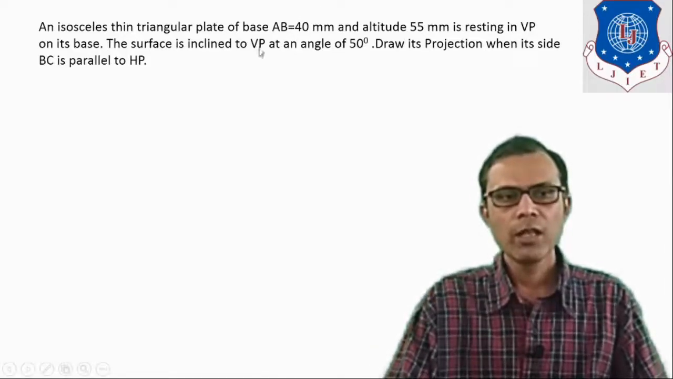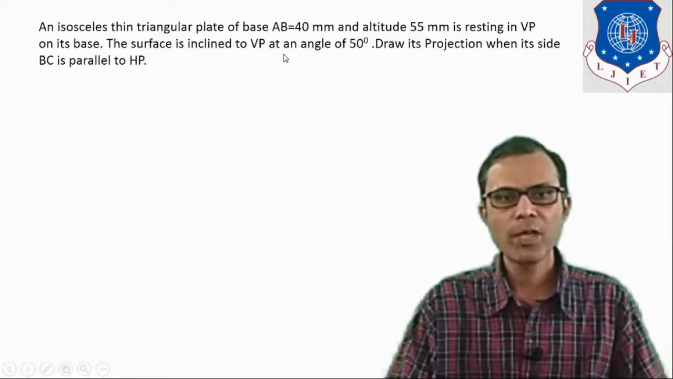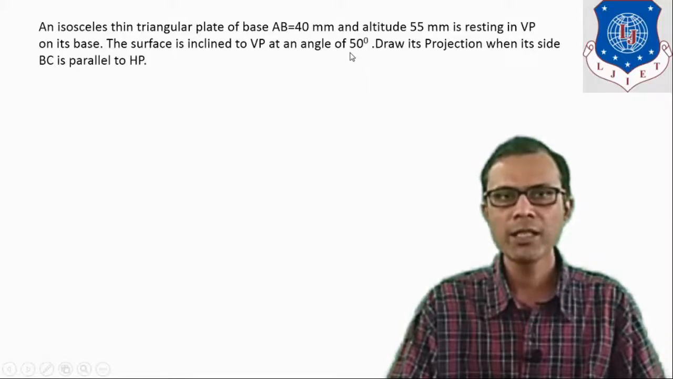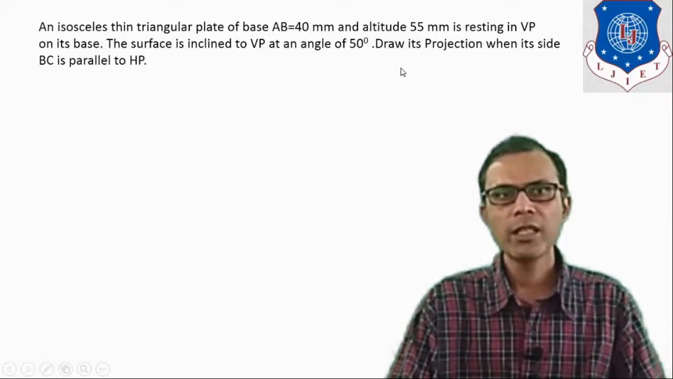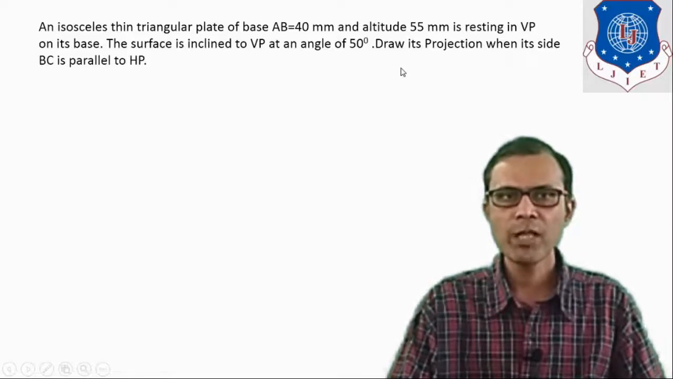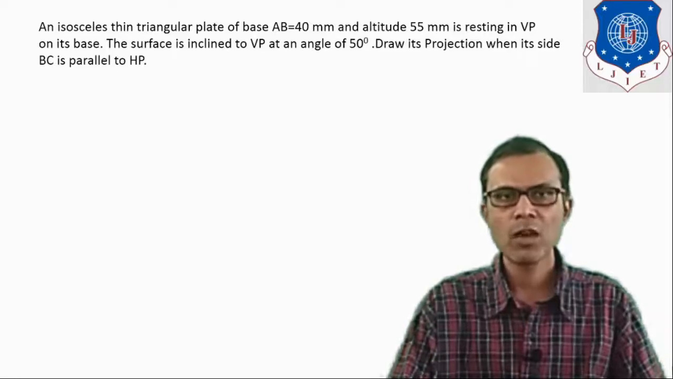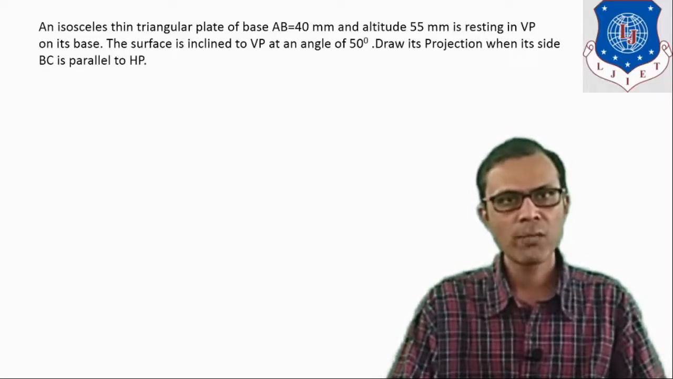Now the surface is inclined to VP at an angle 50 degree. Draw its projection when its side BC is parallel to HP. So inclination angle of the surface with VP, angle phi, is 50 degree, and the given condition for HP is one side BC is parallel to HP. So now let's start to draw the projection.